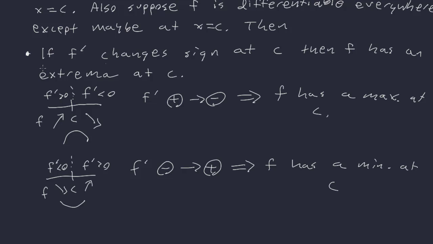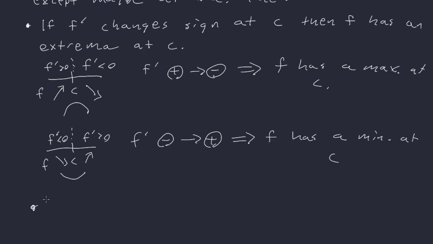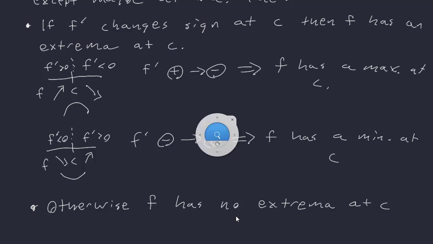So that's the first condition, that if f prime changes sign at C, then f has an extrema at C. If not, well, then something else may be happening. So if f prime does not change sign, then it does not have an extrema. So otherwise, I'll say f has no extrema at C.